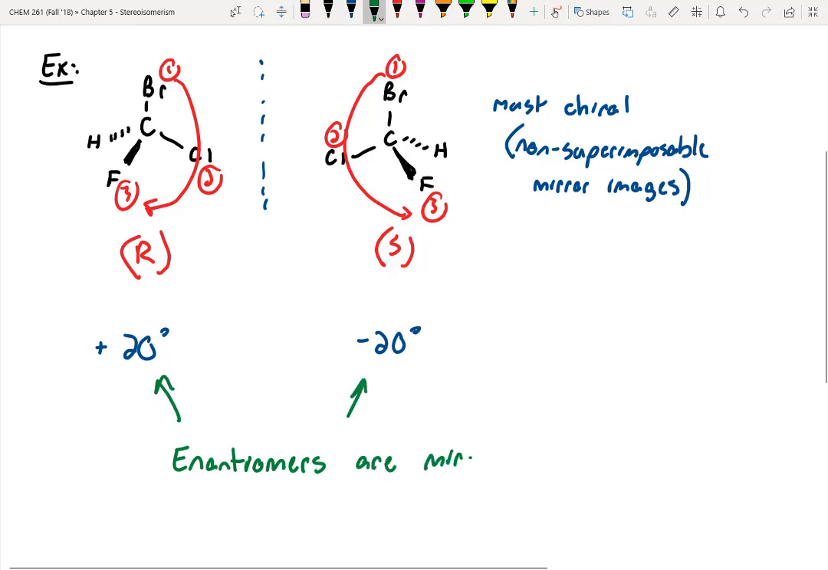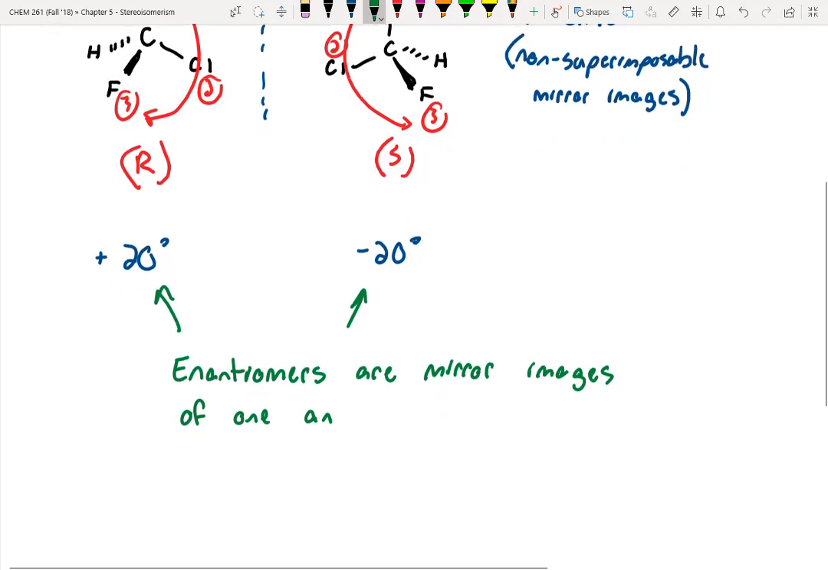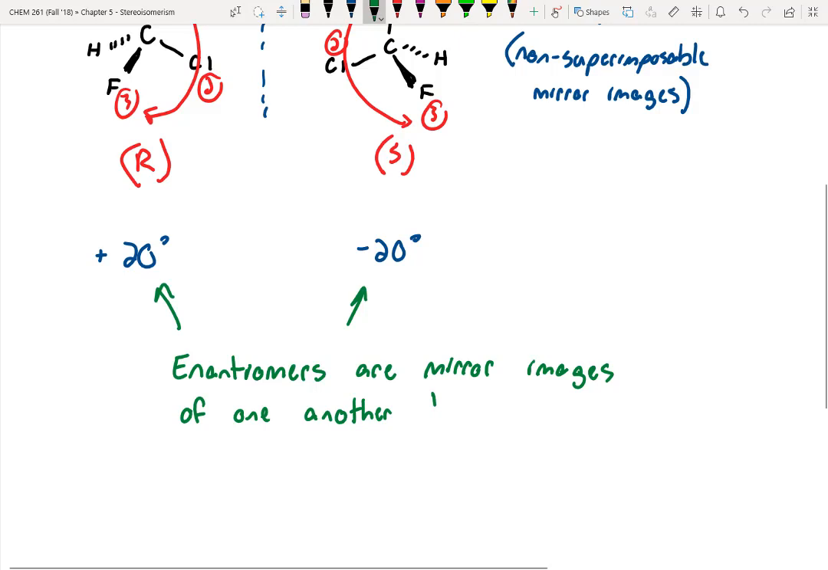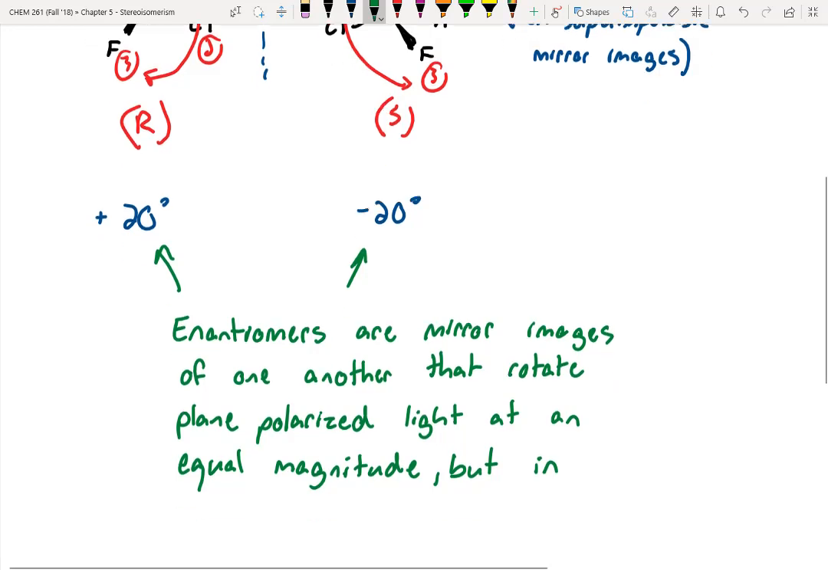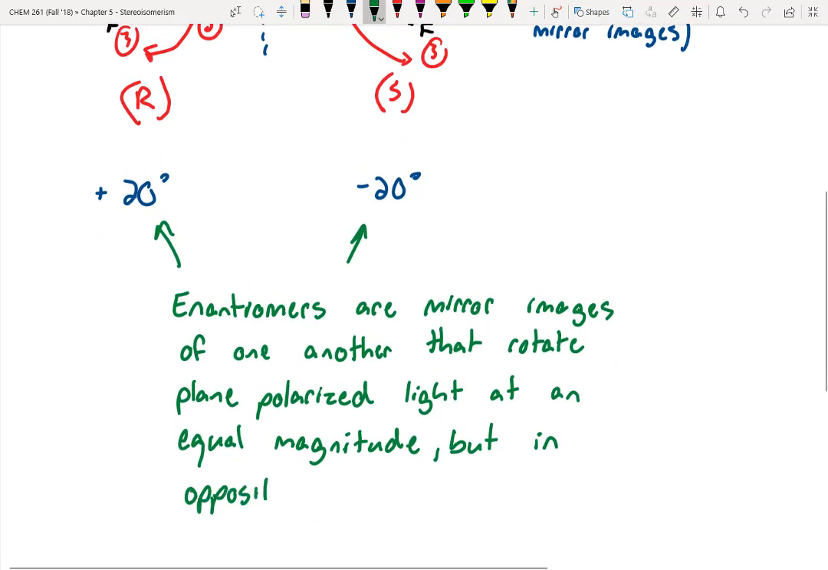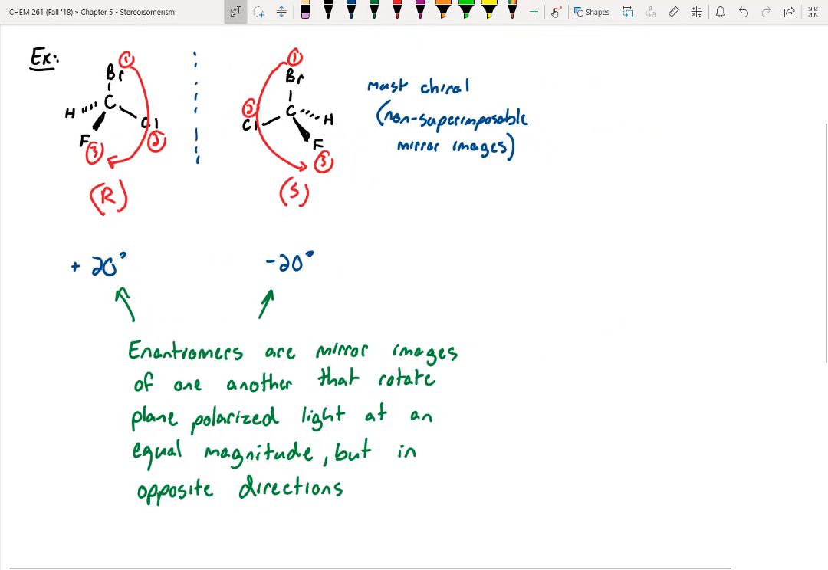So enantiomers are mirror images of one another that rotate light at an equal magnitude. Actually, I should rephrase this. Rotate plane polarized light at an equal magnitude but in opposite directions. And the key thing is that only chiral molecules can rotate plane polarized light.